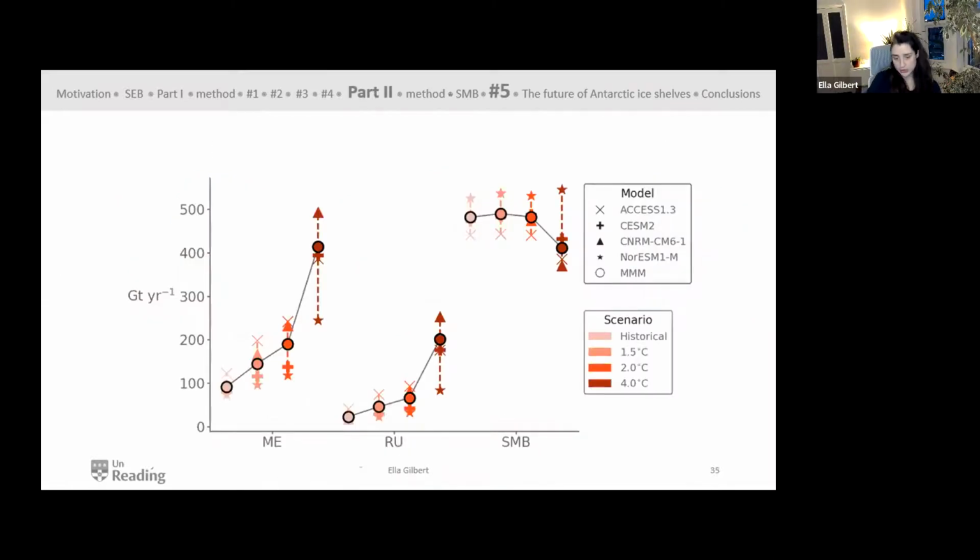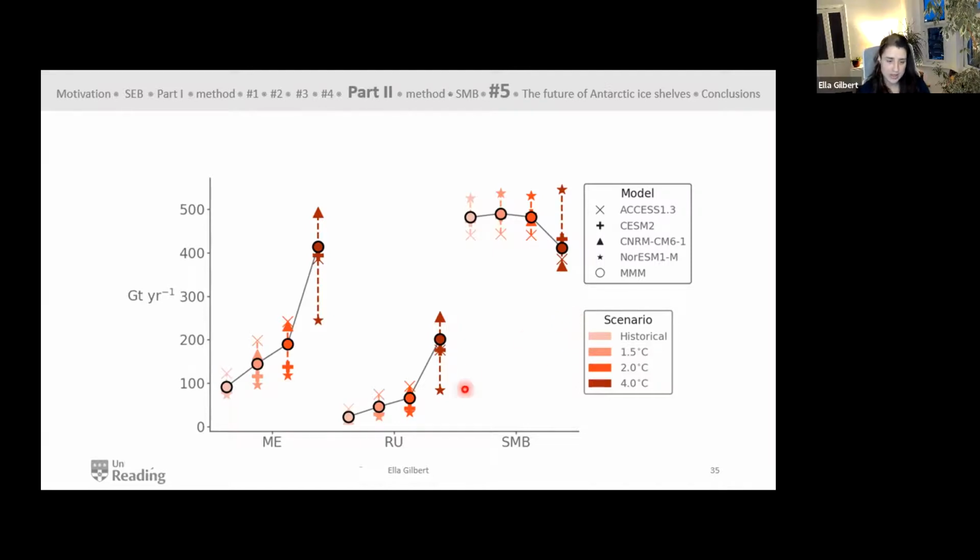Now, another way of showing that melt and runoff amounts increase is by looking at it summed across all ice shelves. So that's what you're looking at here. Again, we've got melt, runoff, and surface mass balance. The different scenarios are color coded, and then the different models are shown with different markers. The circles are the multi-model mean, and that's what I would draw your attention to. And we can see that as we have more greatly increased levels of warming, melt increases, runoff increases, and surface mass balance declines, as we saw in the previous plots.